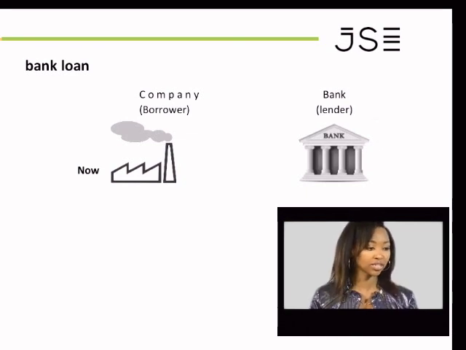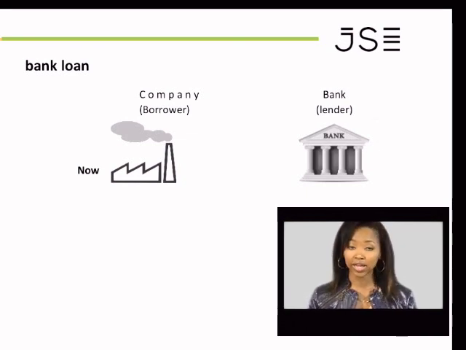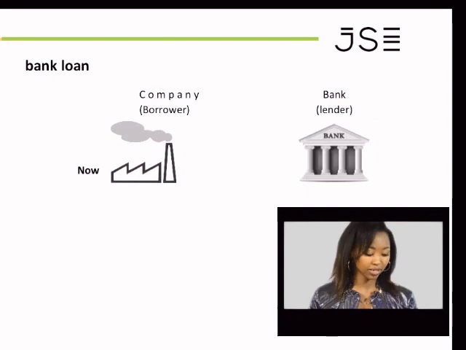So let's have a look at this illustration. You've got the bank, which is the lender. You've got the company, that's the borrower. And the company needs money now. So they go to the bank and the bank gives them cash.